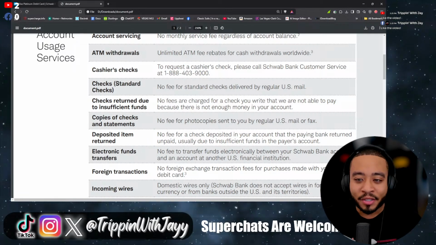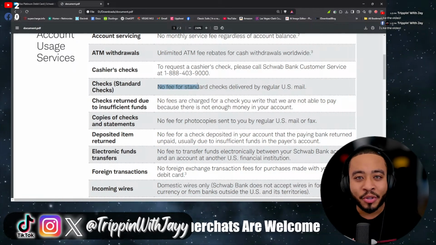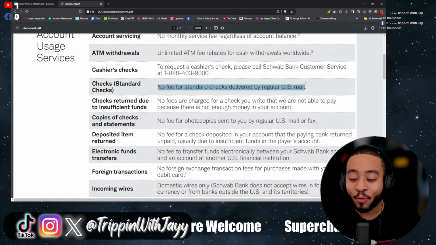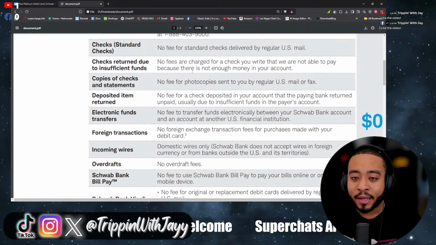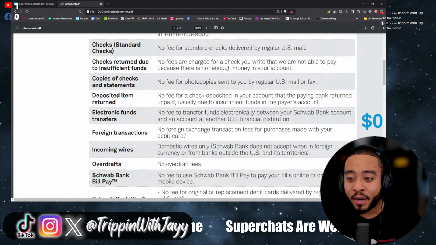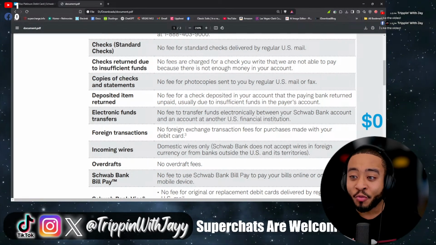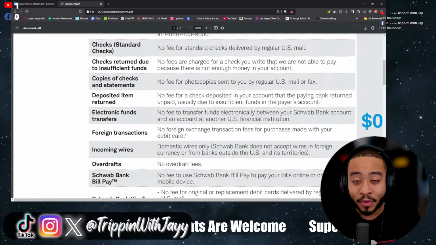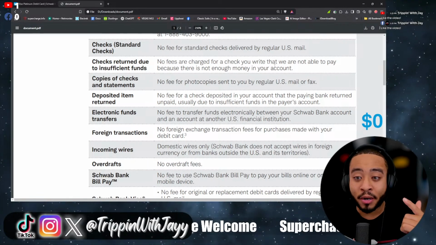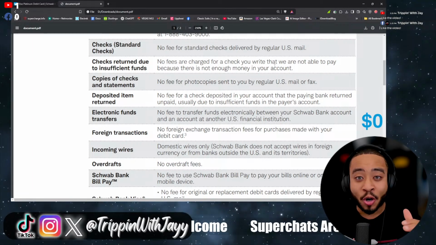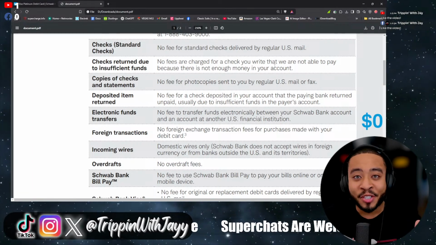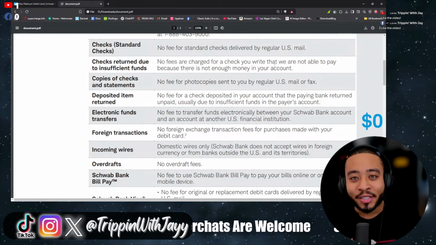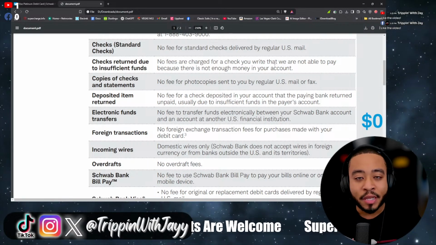You do have access to checks. So for whoever still uses checks, you get no fee for standard checks delivered by regular US mail. And no fees are charged for a check you write that we are not able to pay because there is not enough money in your account. This is another feature where a lot of other banks will charge you an insufficient funds fee, and that makes your account go even more negative, right? So this card prevents all of that.